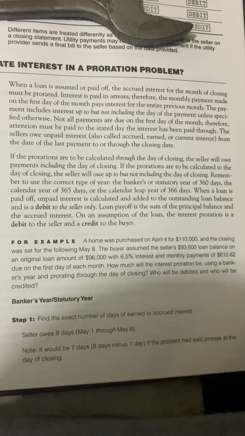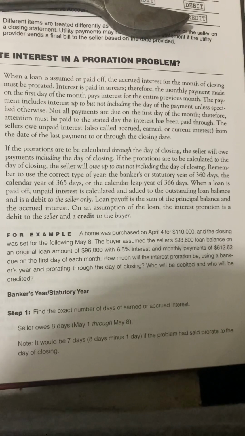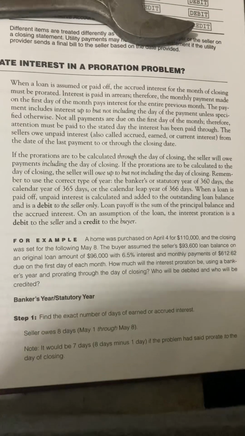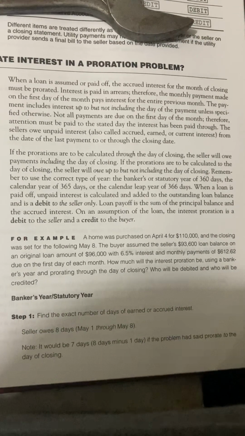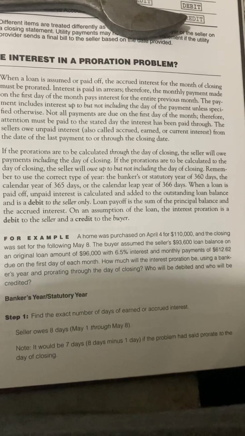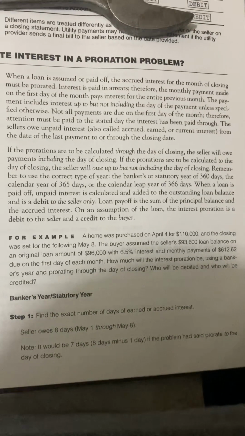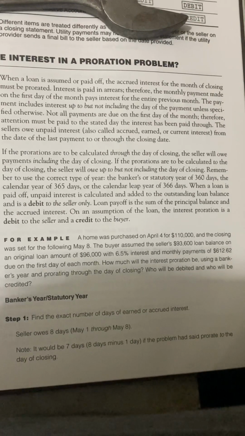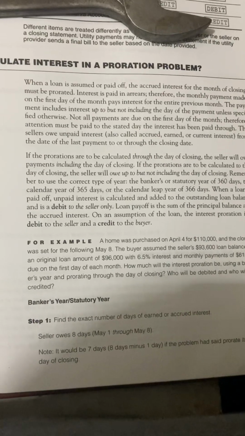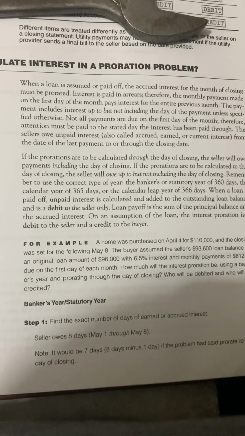When a loan is paid off, unpaid interest is calculated and added to the outstanding loan balance and is a debit, that's highlighted, to the seller only. Loan payoff is the sum of the principal balance and the accrued interest. On an assumption of the loan, the interest proration is a debit to the seller and a credit to the buyer.